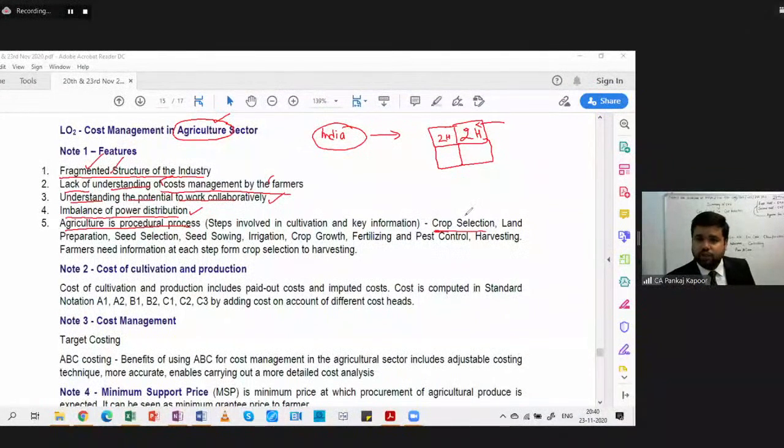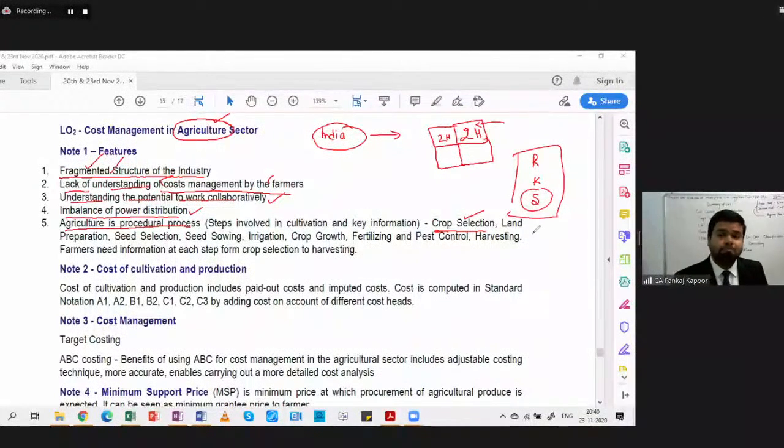Crop selection. Firstly, you need to select the crop which you are going to produce, because this will decide how much working capital you require. This will decide when you are going to harvest, when your farm will be free from the produce, and how many crops you can produce in the year. Apart from the Rabi and the Kharif, you can also produce one small summer season crop as well. So you can use your land twice in the year. So crop selection must be very, very, very careful.